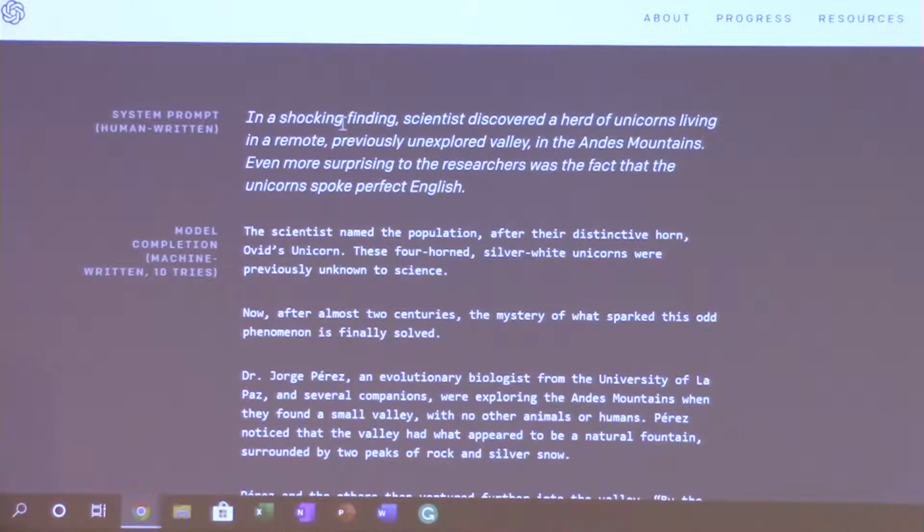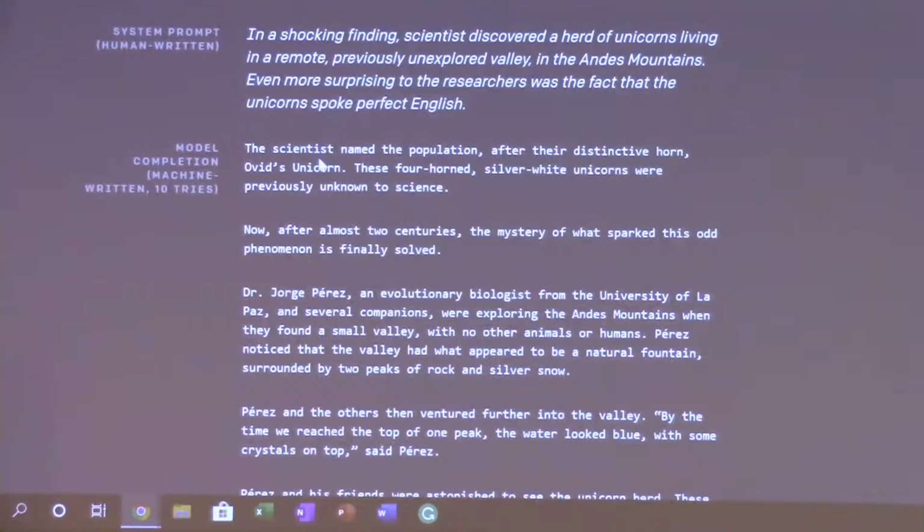But you're given, in a shocking finding, scientists discovered a herd of unicorns living in a remote, previously unexplored valley in the Andes Mountains. Even more surprising to the researcher was the fact that the unicorns spoke perfect English. What? So, how to read this? This is generated by the machine. The scientist named the population after the distinctive horn of its unicorn. These four-horned, silver-white unicorns were previously unknown to science. And you can take a couple of minutes and read the entire thing later on.